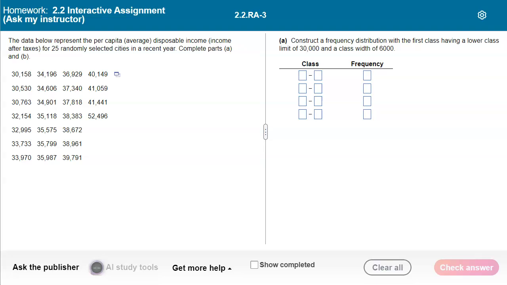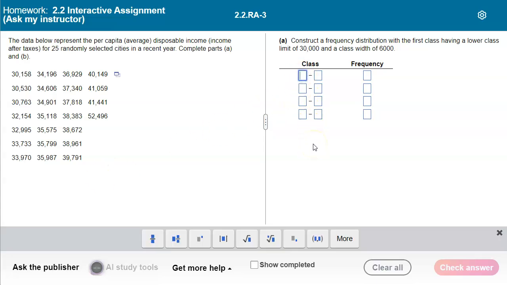In this example, we're asked to construct a frequency distribution with some given parameters up here, that the first class has a lower limit of 30,000 and the class width is 6,000. And I'm going to show this first by hand because this list is relatively small. So I'm going to start building these class intervals. And again, we were told to start with 30,000.